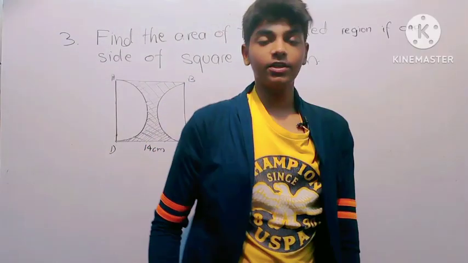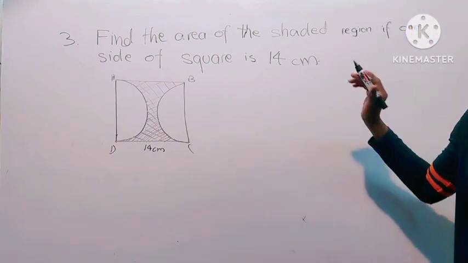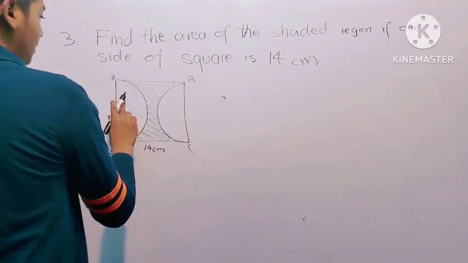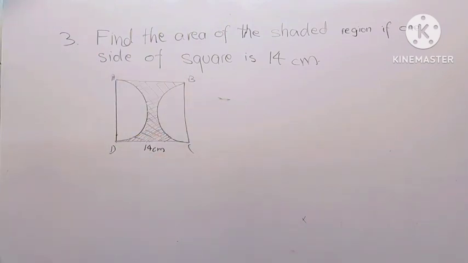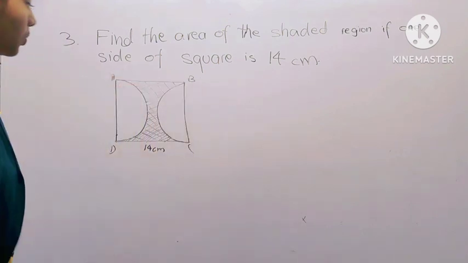Welcome back to our exam game. So this is our next part of areas related to circles. This will be the third question, and it is very similar to the last question we have done. We have a square ABCD, and the side of the square is of length 14 centimeters, and we need to find the area of the shaded region.